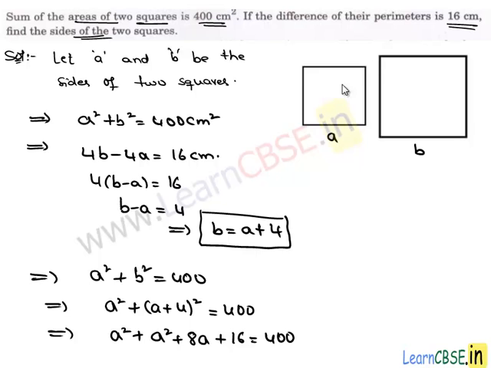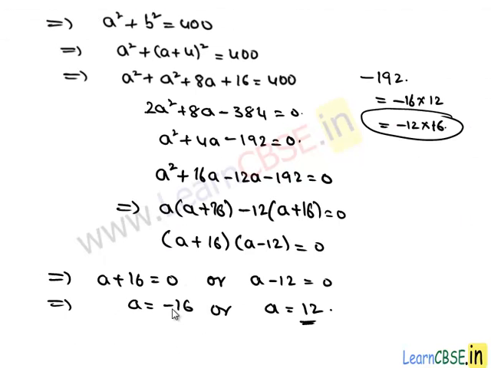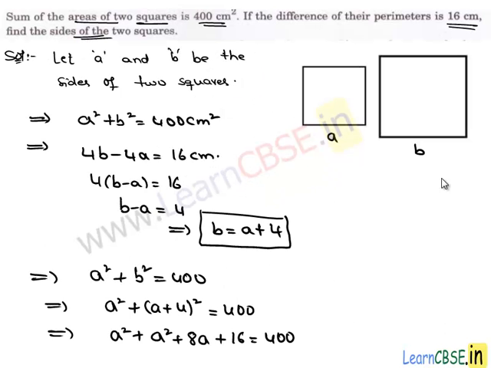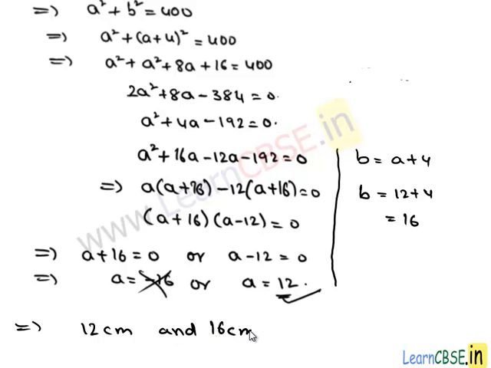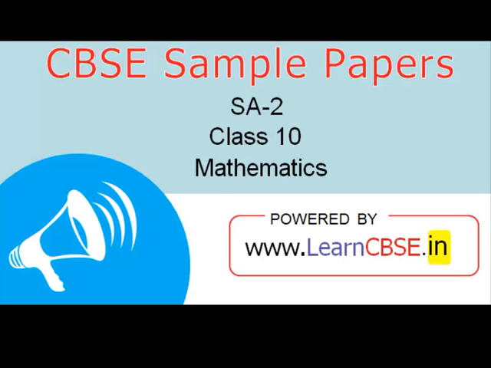Since we have taken a as the length of the side, it should not be negative, so we eliminate the negative value and take the positive value, which is 12. So the length of one square is 12 centimeters. And we know the relation with another side, which is b, and it is equal to a plus 4. So b is equal to 12 plus 4, which is 16. So the sides of the two squares are 12 centimeters and 16 centimeters, and this completes our solution.